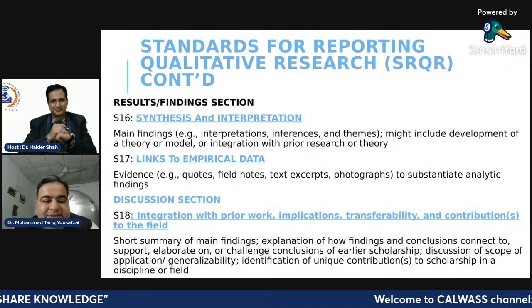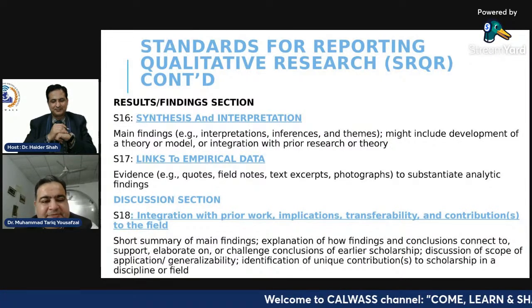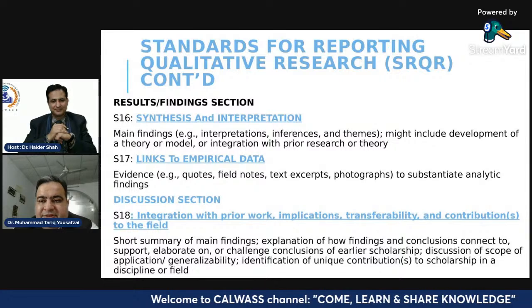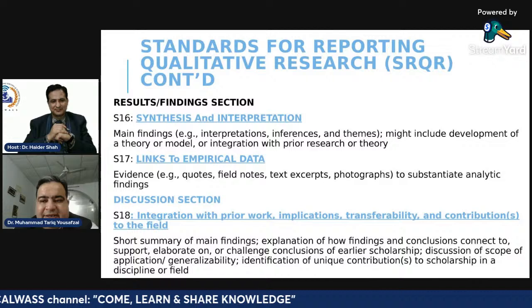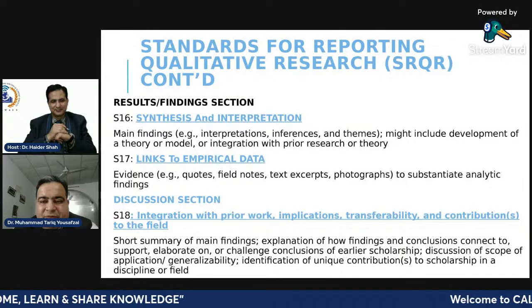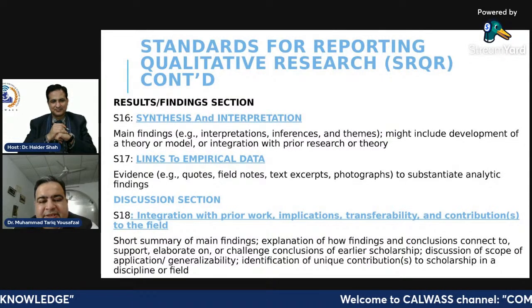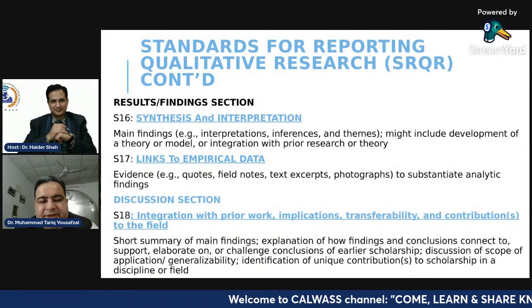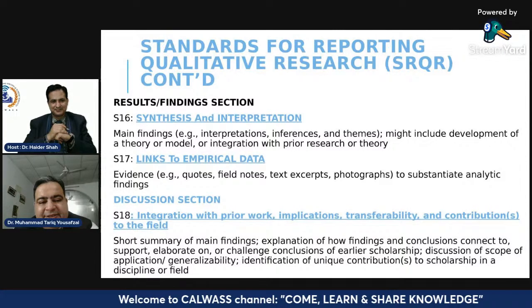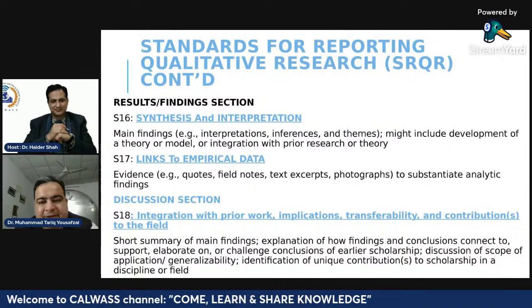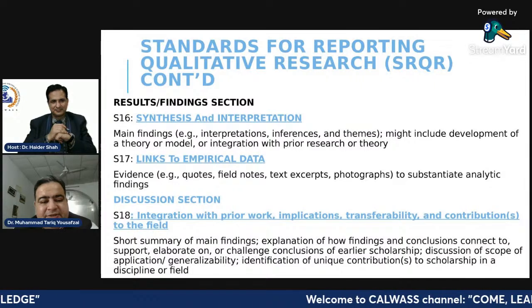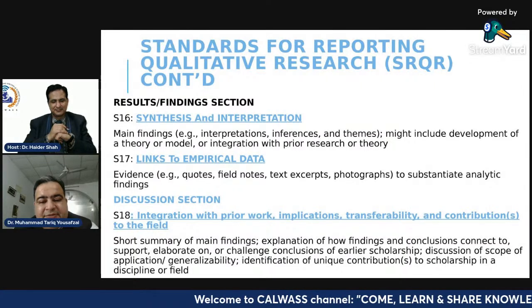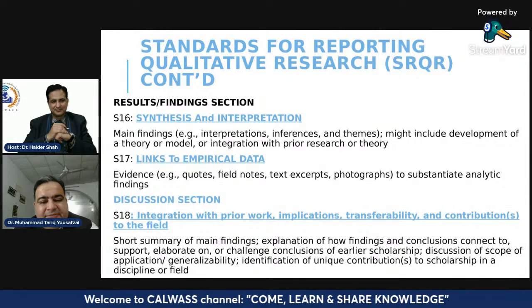This process is generally carried out in the discussion section. I would suggest that in grounded theory, for example, you have carried out the analysis into the open, axial, and selective coding strategies question by question. So I would suggest that you don't give the links to empirical data over there in that section. Instead, you give the links to empirical data in discussion, as to referring to prior work, implication, transferability, and contributions of the study. Now, listing good contributions of the study would require some time.